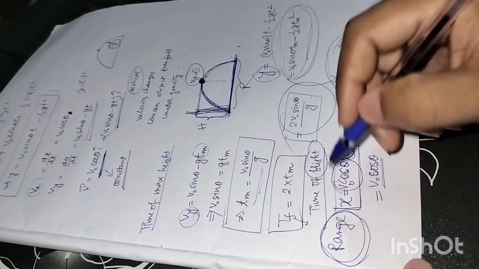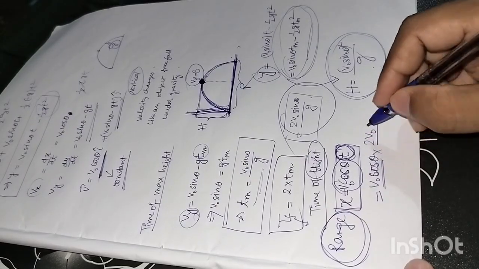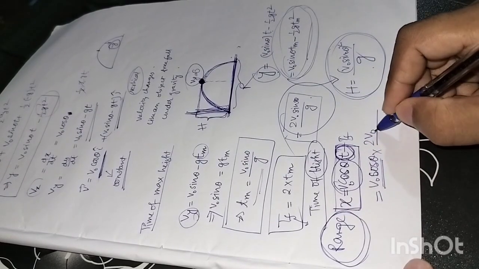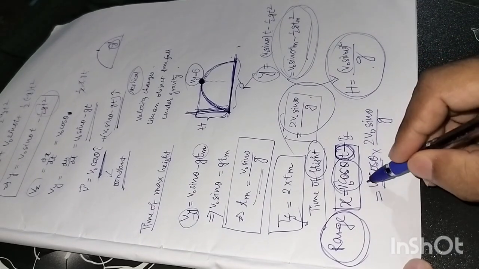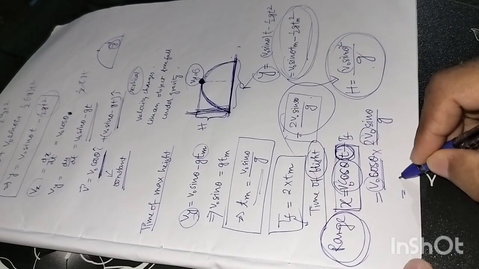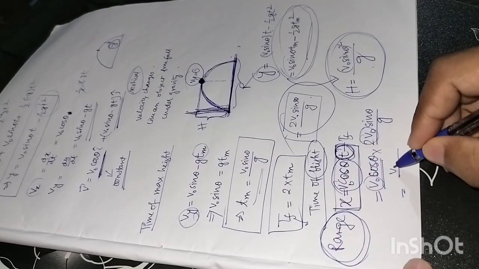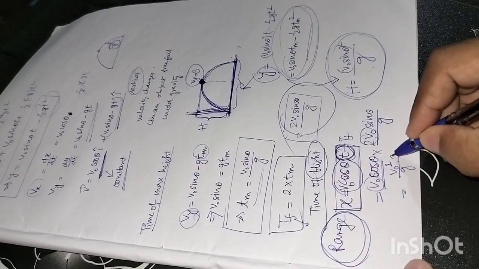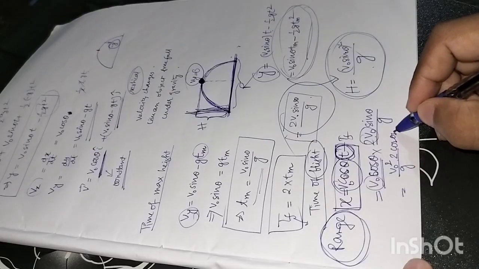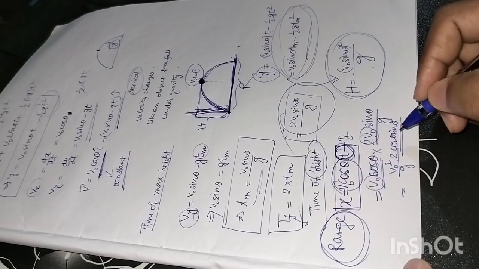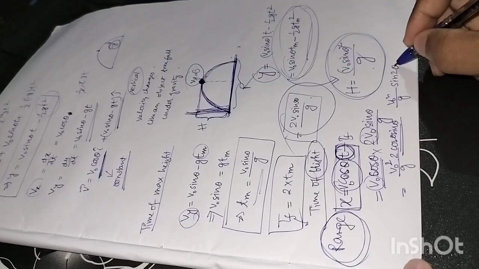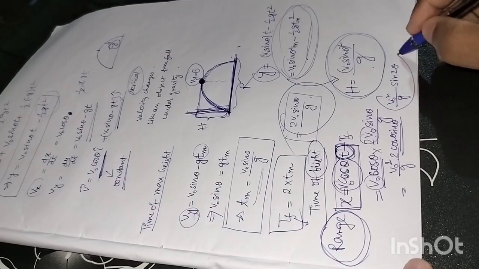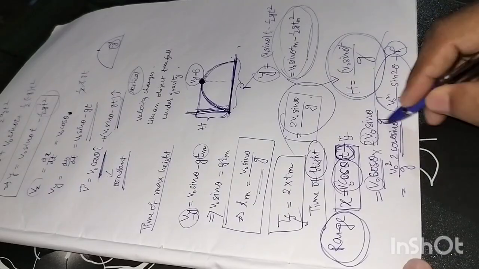So what is it? 2 v naught sin theta by g. This will be your T_F. So this will come as 2 v naught sin theta by g. Simply you see, this is v naught, and 2 here. So simply write v naught square by g, and here 2 cos theta sin theta. So 2 cos theta sin theta means it is v naught square by g sin 2 theta. So this is your horizontal range R.